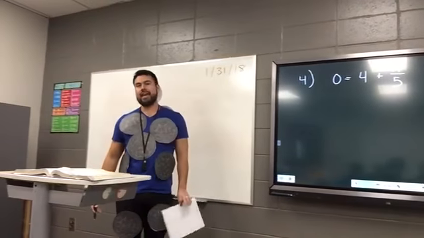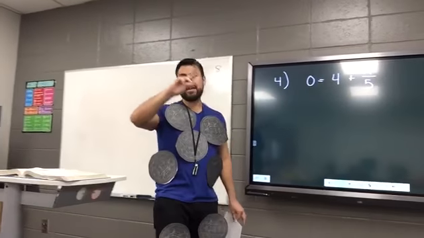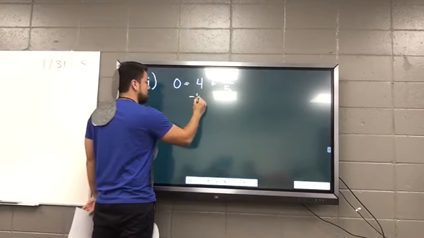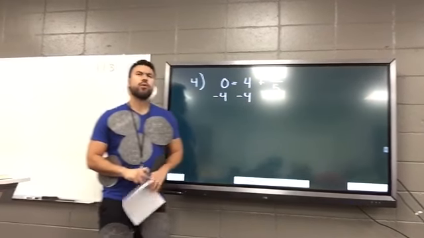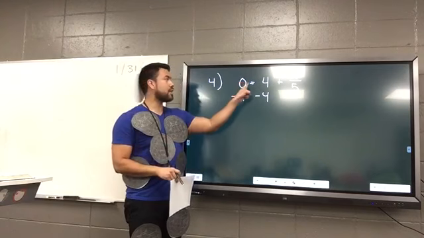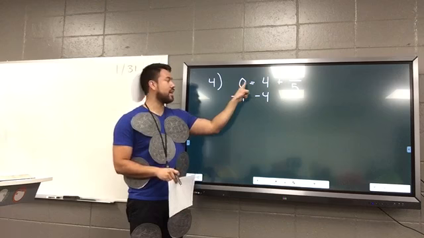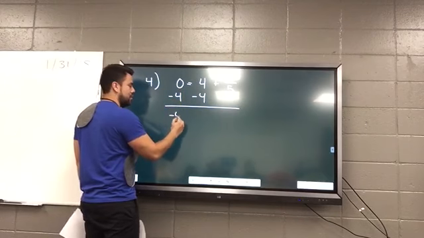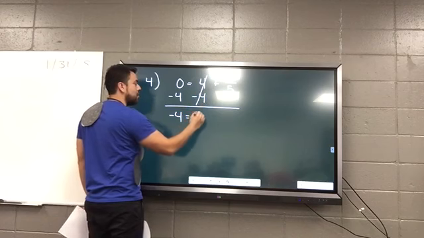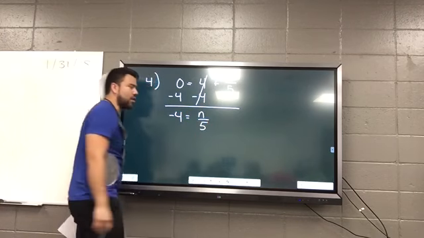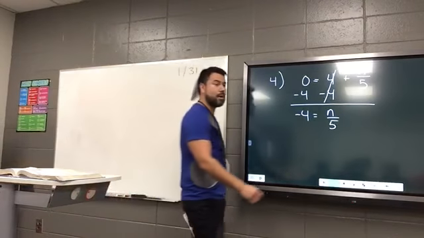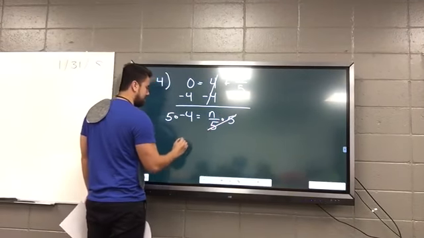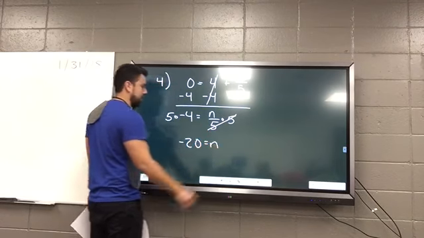Okay, what's happening to n? It's first being divided, then it's being added. So what undoes addition? So what do I subtract from both sides? 4. So I'm going to subtract 4 from both sides. And if you're like, Mr. A, what do you mean by both sides? You look at the equation symbol, and you have a left side and a right side. So that's what I do for both sides there. I get 0 minus 4 is? 4 minus 4 is? Good. And I'm left with n divided by 5. What undoes division? So I multiply both sides by 5. And I get negative 20 equals n.